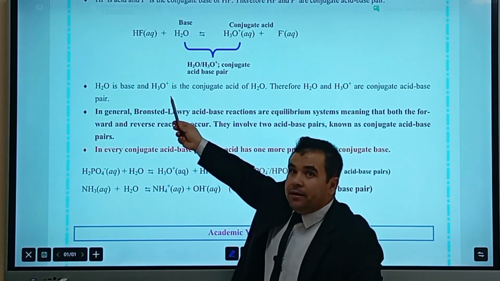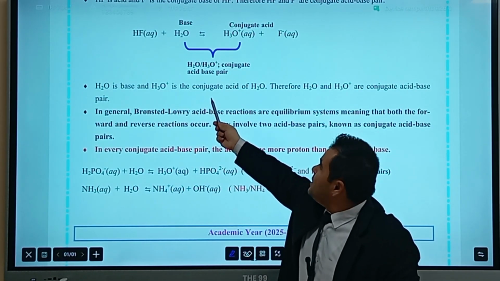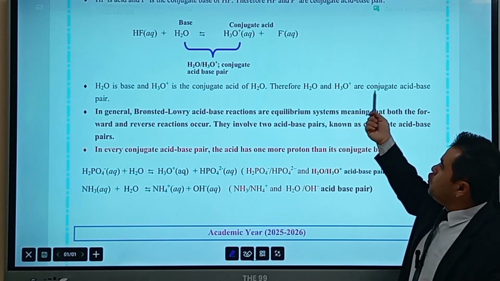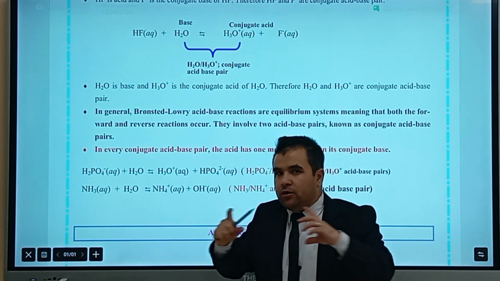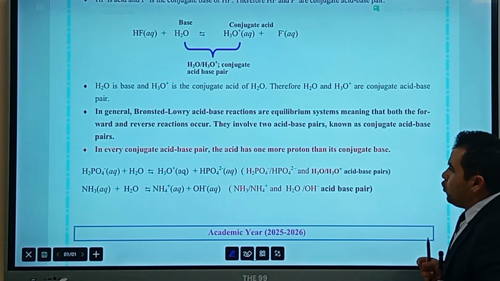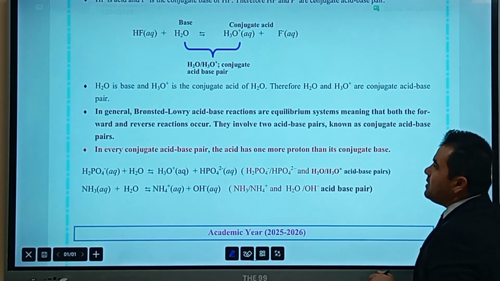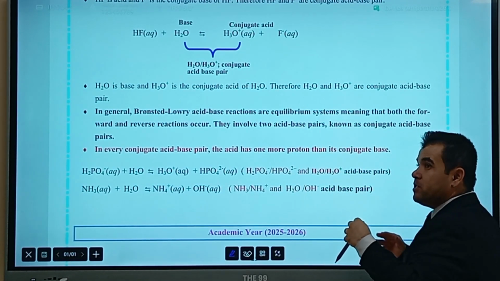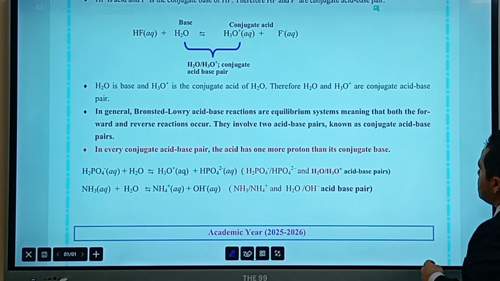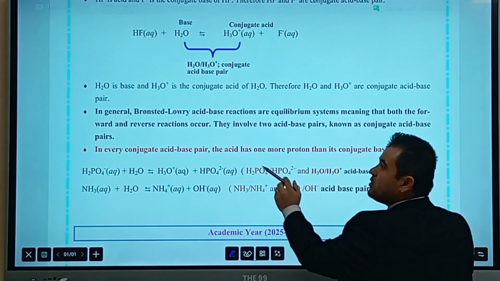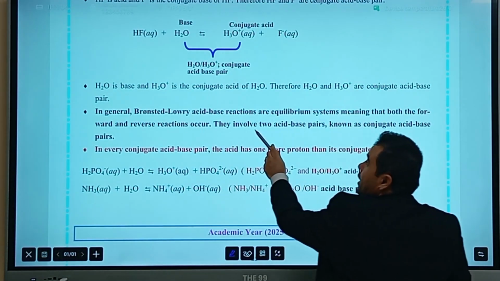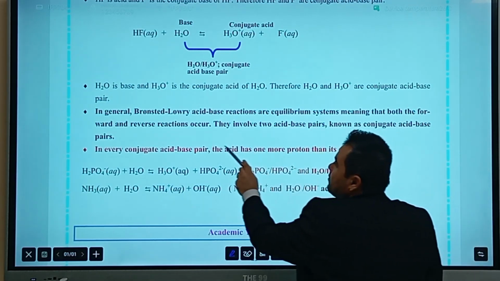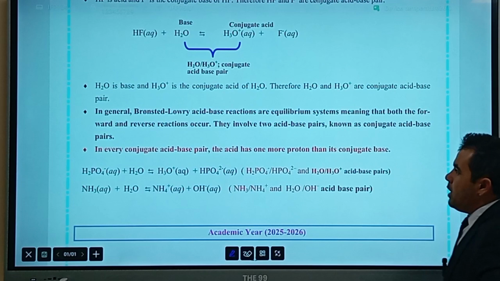H2O is a base and hydronium is its conjugate acid. Therefore, H2O and hydronium are a conjugate acid-base pair, and their difference is one proton. In general, guys, Bronsted-Lowry acid-base reactions are equilibrium systems, meaning they are reversible processes where both the forward and reverse reactions occur. They involve two acid-base pairs known as conjugate acid-base pairs.